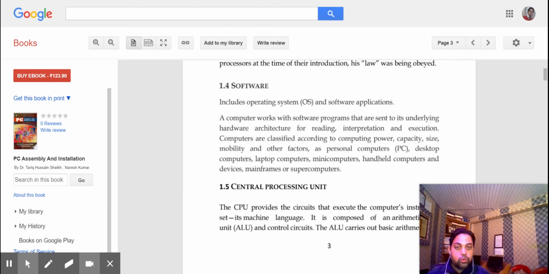So what is software? It includes the operating system, software applications, and programs that are sent to the underlying hardware architecture for reading, interpretation, and execution. Computers are classified according to computing power, capacity, size, mobility, and other factors as personal computers, desktop computers, laptop computers, mini computers, handheld computers and devices, mainframes, and supercomputers.